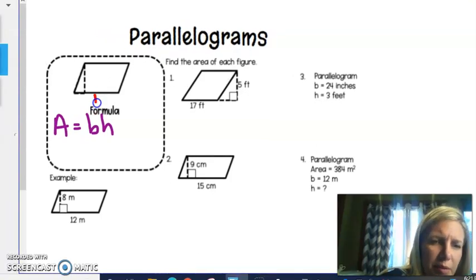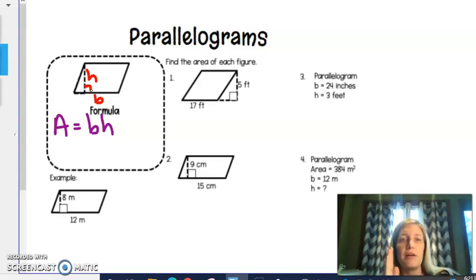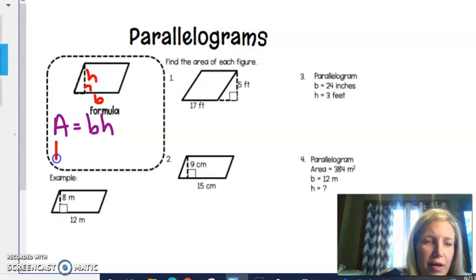So the base is going to be down here, and my height is going to be this dimension that has to be perpendicular like it is in a rectangle. So base times height is what you're doing. Area equals base times height.